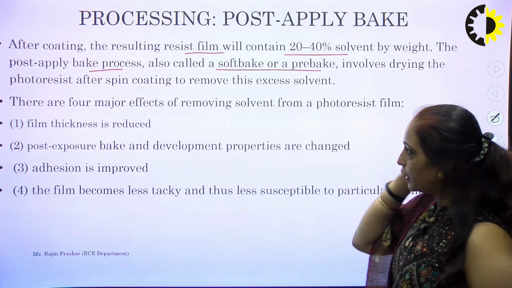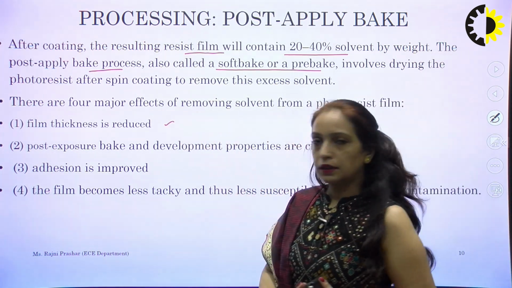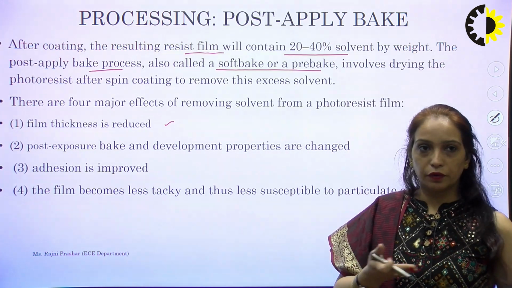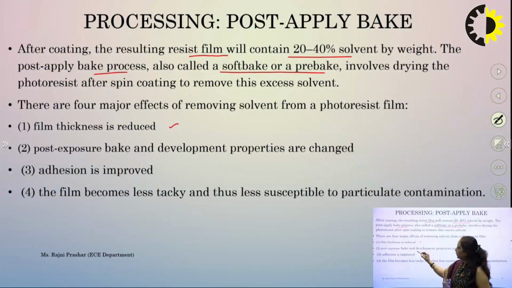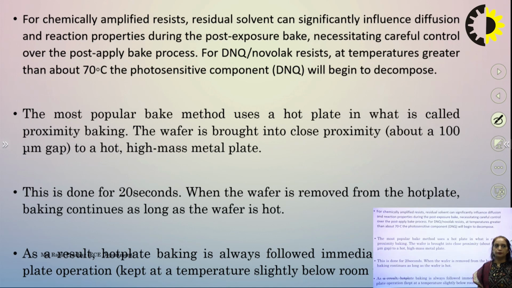There are four major effects of removing this solvent from the photoresist film. The first one is the film thickness. The film thickness will be reduced if you dry that material, right? Post exposure bake and development properties will be changed, adhesion will be improved, and the film becomes less tacky and thus less susceptible to particle contamination, right? Obviously, if we have the liquid material, more particle contamination will be attracted towards that, but if that material is dried properly, then the chances of contamination will be less.